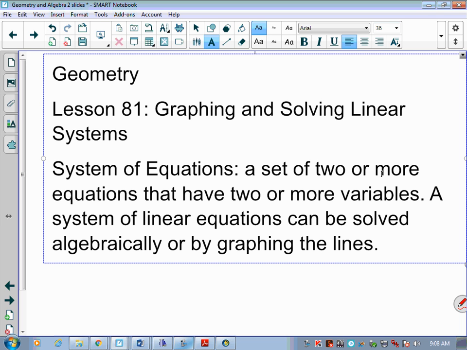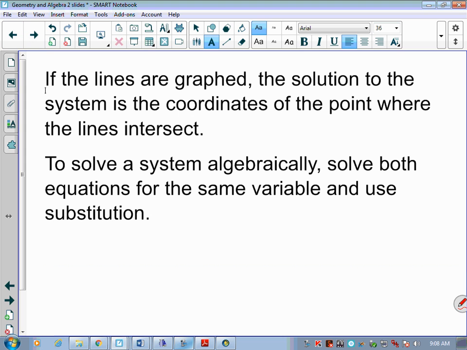Right, so we've already kind of done this. We're going back. Lesson 81 is a lot of review, and we only really have one other slide. If the lines are graphed, the solution of the system is the coordinates of the point where the lines intersect. If we plug this into our graphing calculator, or we had both these equations in slope-intercept form, and I graphed both lines, my solution would be where those two lines intersect.